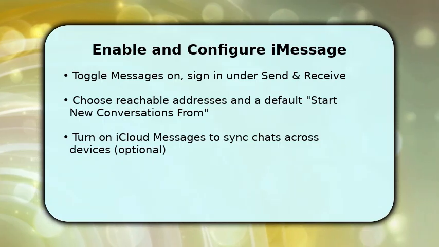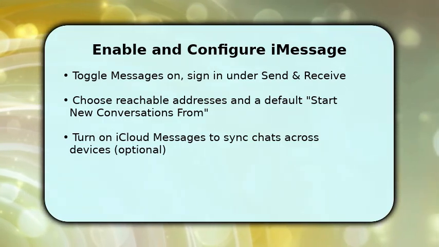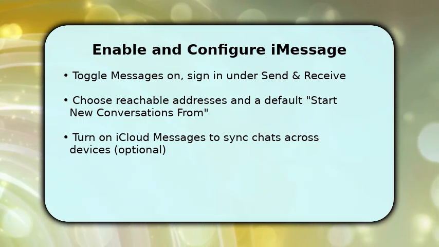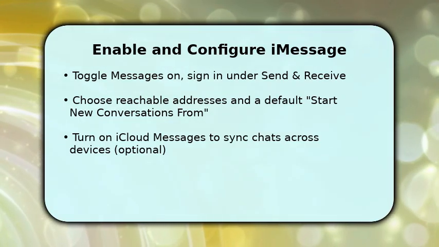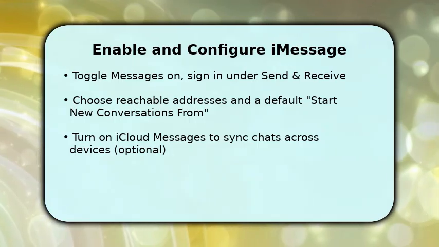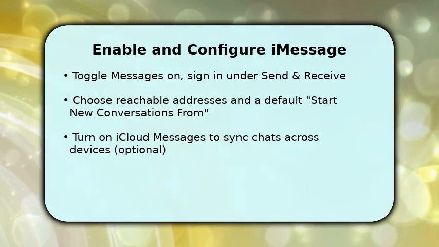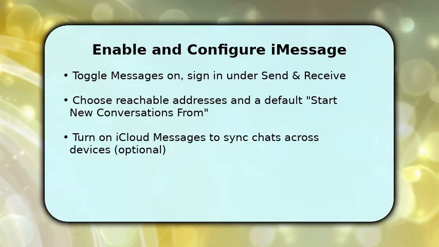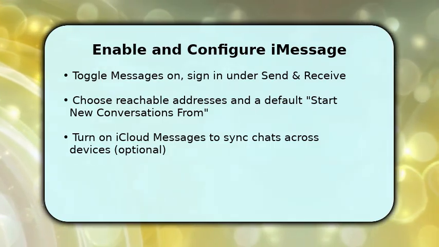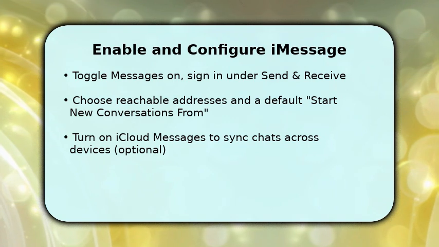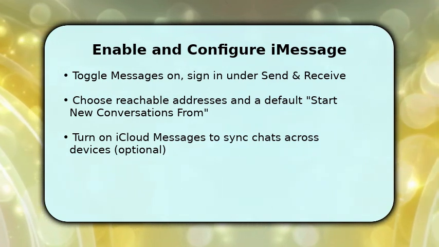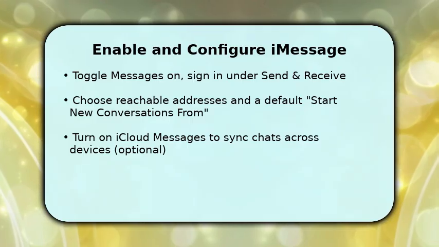Next, select the email addresses and phone numbers you want people to see and set a default address for new conversations. If you want message history saved and synced, enable Messages in iCloud. Make sure you're signed into iCloud with the same Apple ID. These steps control where replies land, why you see the right contact info, and how conversations stay consistent across Apple devices. To finish, send a message to a known Apple contact.